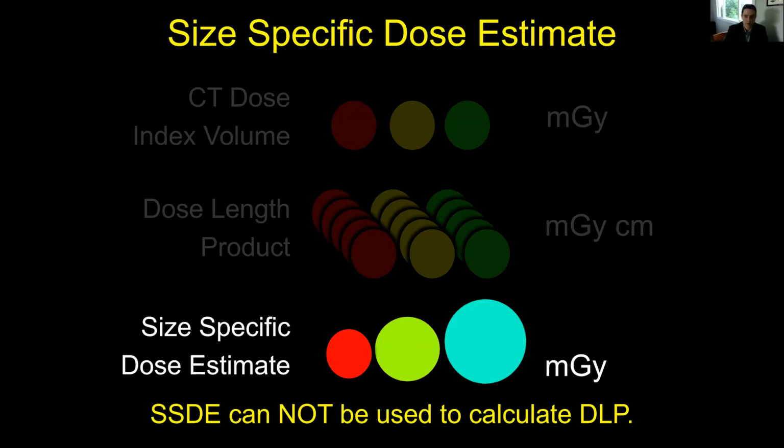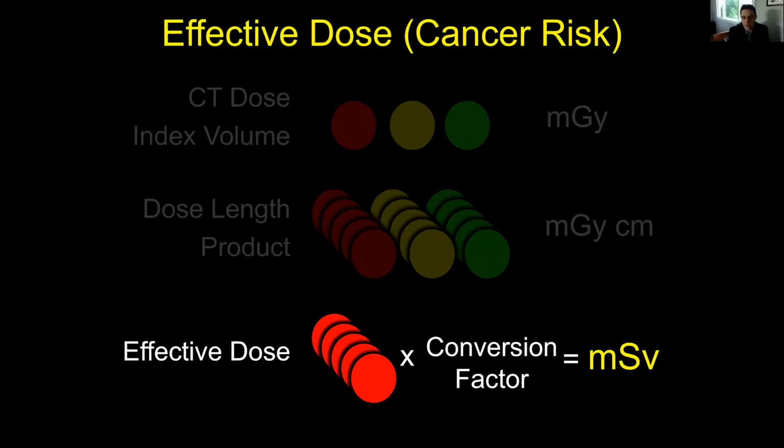Okay. Now let's talk about cancer risk. Cancer risk, also known as effective dose, takes your DLP, so that stack of red hot slices, you multiply it by a conversion factor, and now you get a new unit. It's called millisievert. Now, millisievert is actually cancer risk. It's based on Hiroshima data. More on that later. It is something that you use to compare, let's say, a CT scan to an X-ray study so that you can have a sense of, well, how much dose is this really effective to the patient?